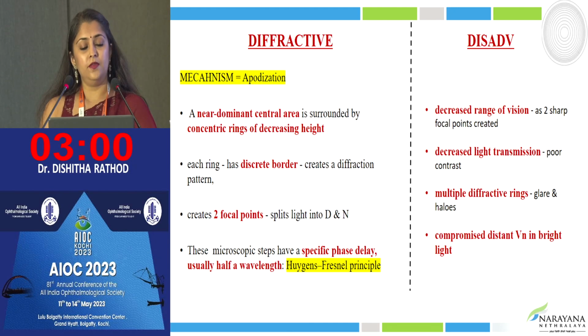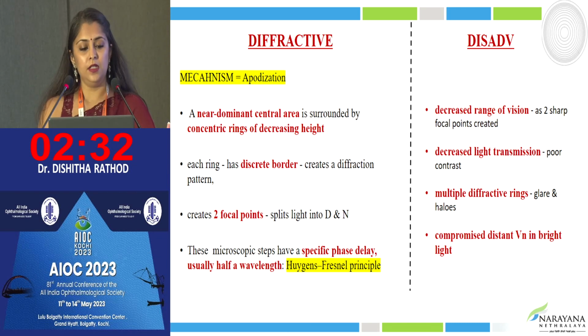So diffractive IOLs work on the mechanism of apodization. They have a near central dominant zone surrounded by concentric rings of decreasing height. Each ring has a discrete order which creates a diffraction pattern. It creates two focal points. Usually it splits light for distance and near. And these microscopic steps have a specific phase delay, which is usually half of the wavelength. And this is based on the Huygens-Fresnel principle.